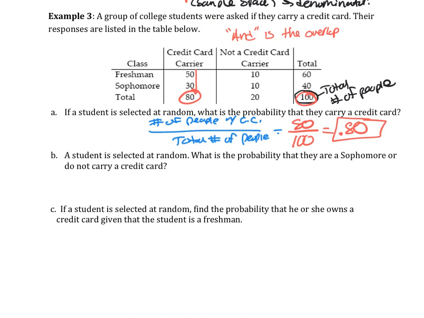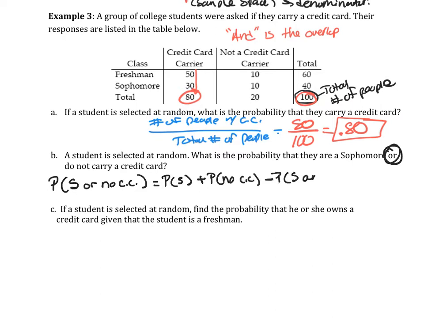Letter B, a student is selected at random. What's the probability that they are a sophomore or do not carry a credit card? So remember our or probability. Probability of sophomore or no credit card would be equal to the probability that they're a sophomore plus the probability they don't have a credit card, then minus the overlap, which would be that they're a sophomore and don't have a credit card.